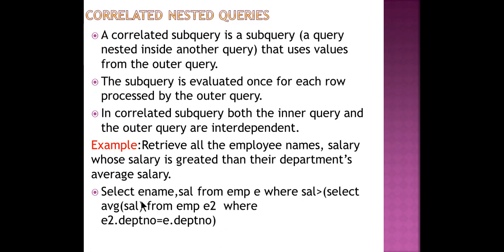You will get the average salary here as a result of the subquery. Then that value will be used in the outer query: select ename, salary where salary greater than the value resulted from the subquery. So here you can see employee is also used in both. These two are interdependent, dependent on each other. That's why this is called correlated nested queries.